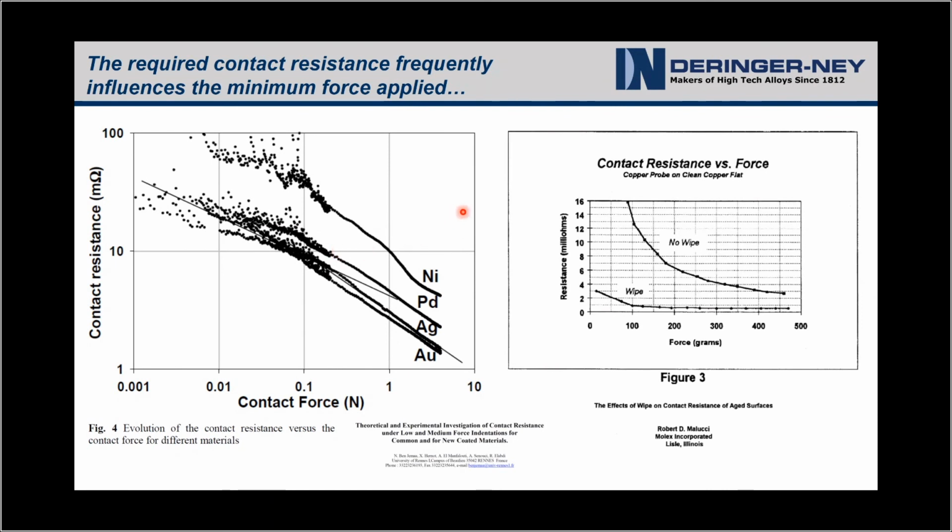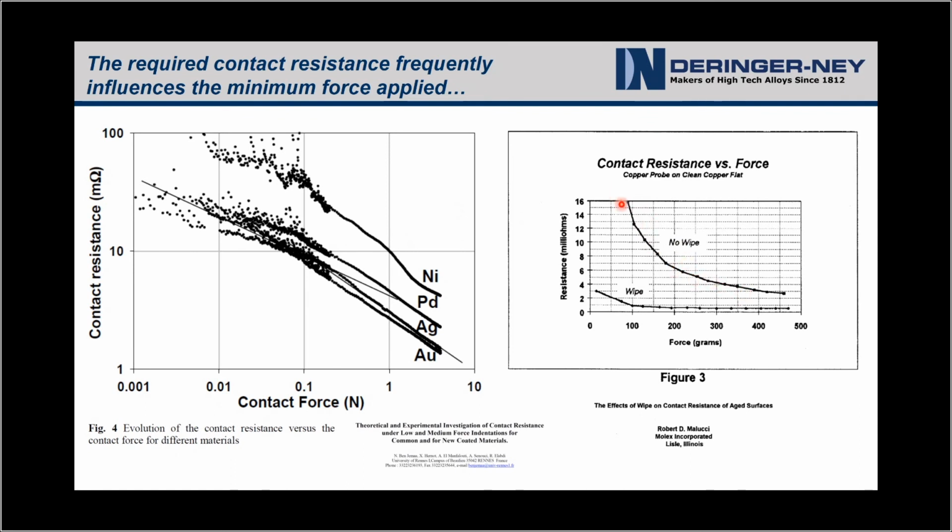On the right here is an example of, again, contact resistance and force relationship, but then also the type of contact motion that you have. So this is an example for pure copper, which is used in contacts, but not necessarily the best electrical contact material for your contacting interface. But you see that the contact resistance is rather high if you don't have any wipe.